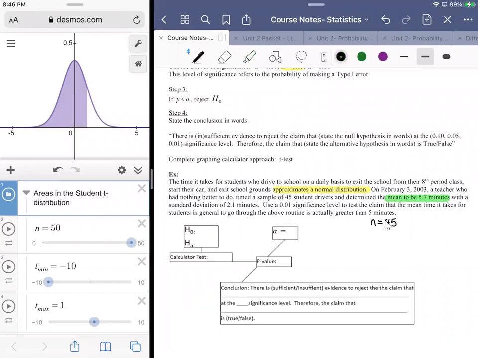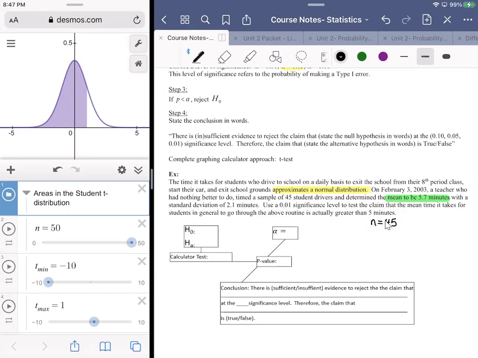All right. So the idea is that it's going to take them a certain amount of time to get out of class. We're assuming the 8th period class is the last period of the day. Get in their cars and leave. All right, and exit school grounds. So I guess the minute they pass the main gate, they're officially off school grounds. And it turned out that it took, on average, for those 45 drivers, 5.7 minutes.